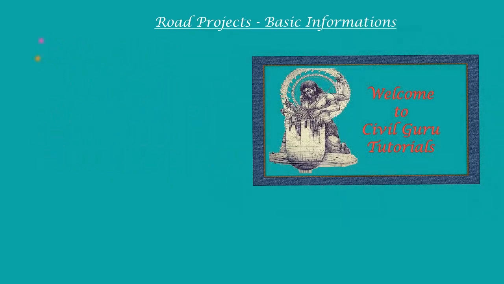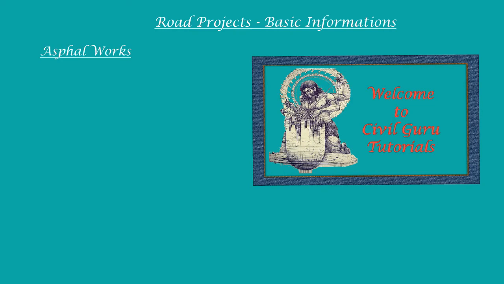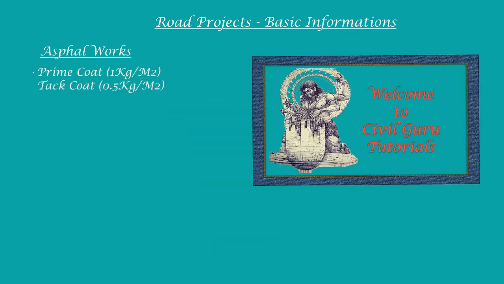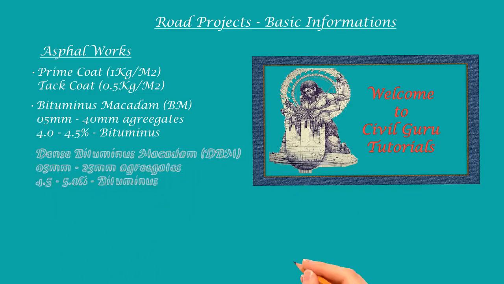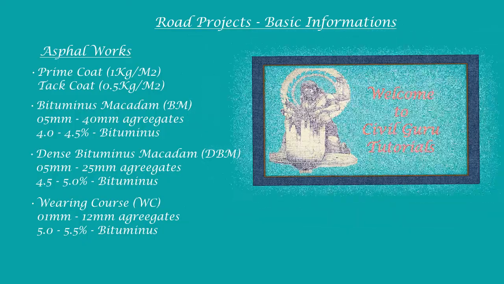Now we are going to see the asphalt work briefly. Asphalt work involves the following items of works. First is the prime coat and tack coat. Second, bituminous macadam. Third, dense bituminous macadam. And then fourth is the wearing course. Let us see about prime coat and tack coat.